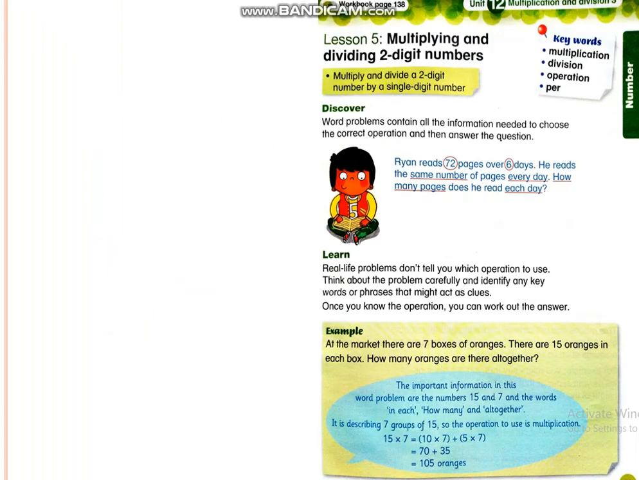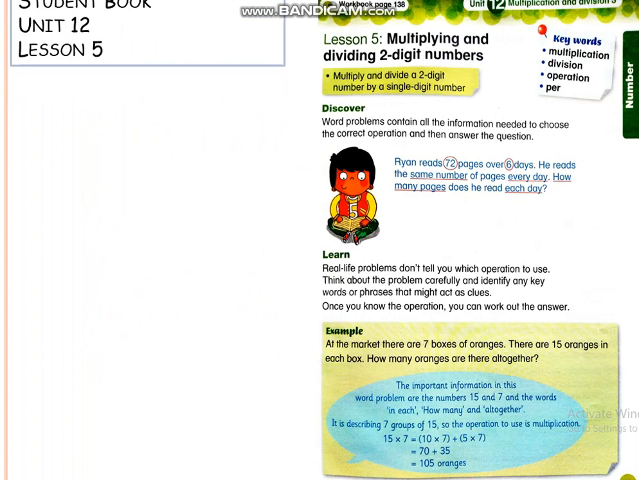I need you please to open your student's book on this page, multiplying and dividing 2-digit numbers. We're talking about problem solving over here, or something called word problems. Word problems contain all the information needed to choose the correct operation and then answer the question. Word problems include real-life problems like stories, which I often ask you to do.